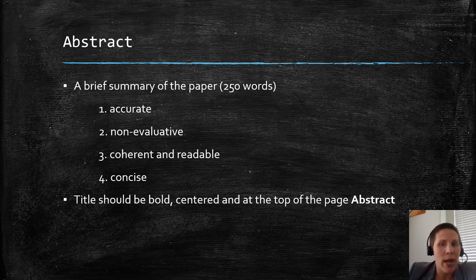A good abstract is accurate. The entire abstract correctly reflects the purpose and the content of the manuscript. It is non-evaluative. It reports rather than evaluates. We do not want to add to or comment on what is in the body of the manuscript. You're simply giving me a summary. It is coherent and readable.